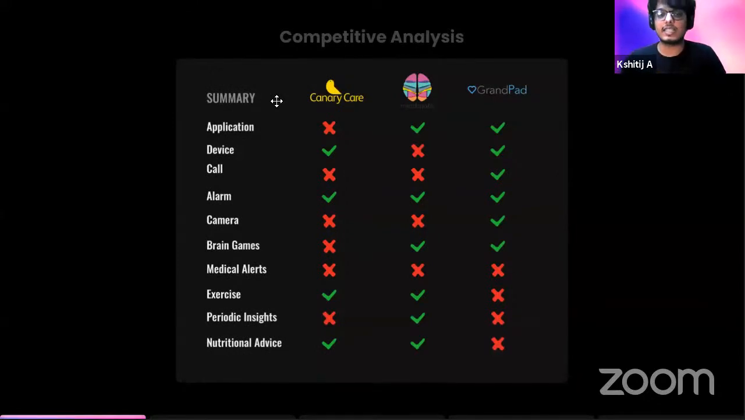But what I've done is, let's say I had this application and these were the 3 competitors, Canary Care, MindMate, and GrabPack. And I've just listed all the features and accordingly noted what features are present in each application and which are not. And whether my application would have these features or not.